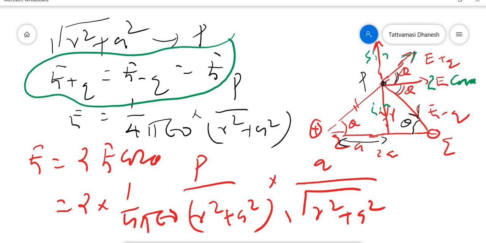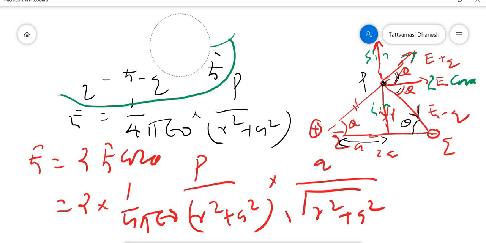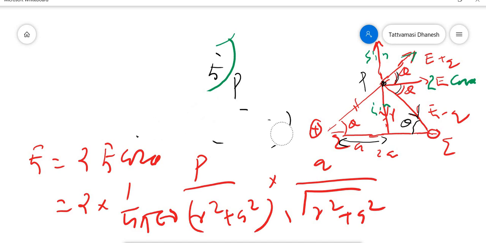Now I will simplify this. So in the numerator, 2PA, this is A, this is not Q. You need to understand, some mistake I made, sorry. See, this is 2 into 1 by 4 pi epsilon 0. This is Q actually. This is the charge, right, for the intensity of electric field. So this one should be Q. So I am writing it as Q here. This is 2 into 1 by 4 pi epsilon 0 into Q by R square plus A square, and this is A.